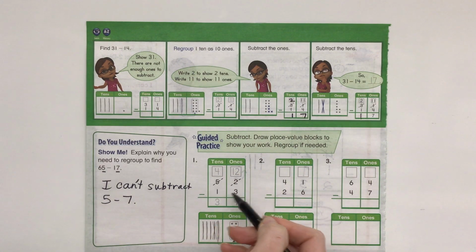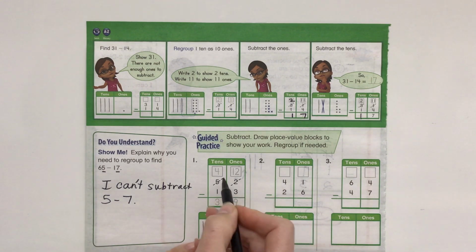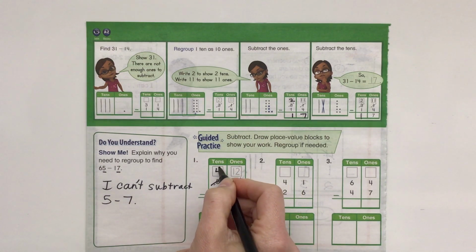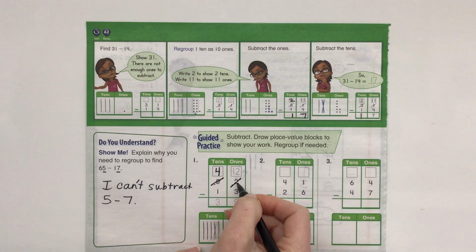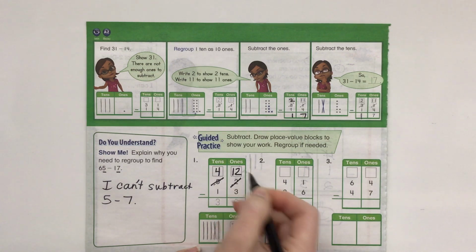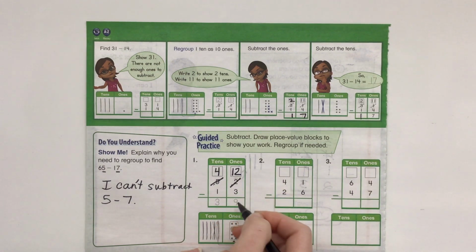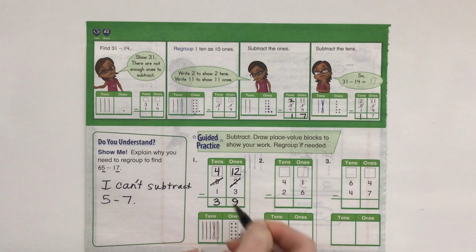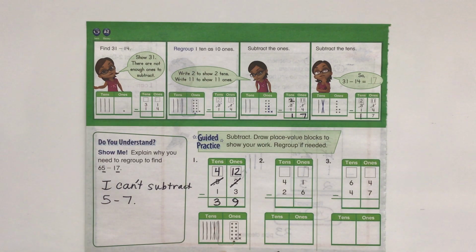We have 52 minus 13. 2 minus 3 will not work, so I'm going to have to regroup. So I'm going to cross both of those out. 5 groups of 10 becomes 4 groups of 10. And let's see, 10 plus 2 is 12. So 12 minus 3 is 9. And 4 minus 1 is 3. And there's how we can show our work on how we regrouped it there.